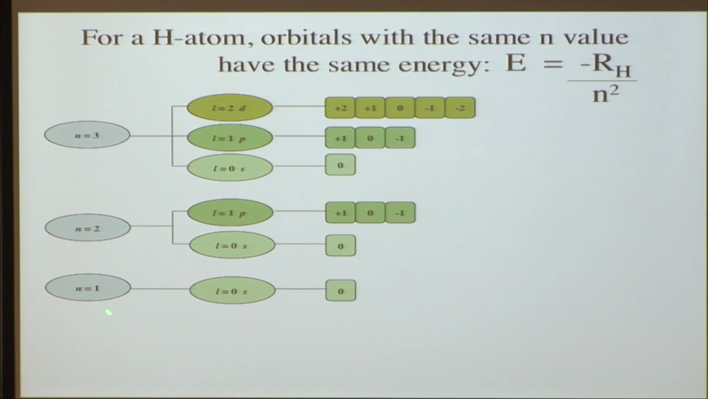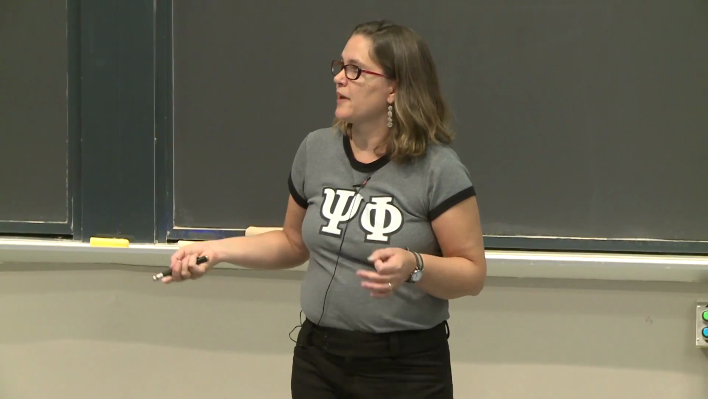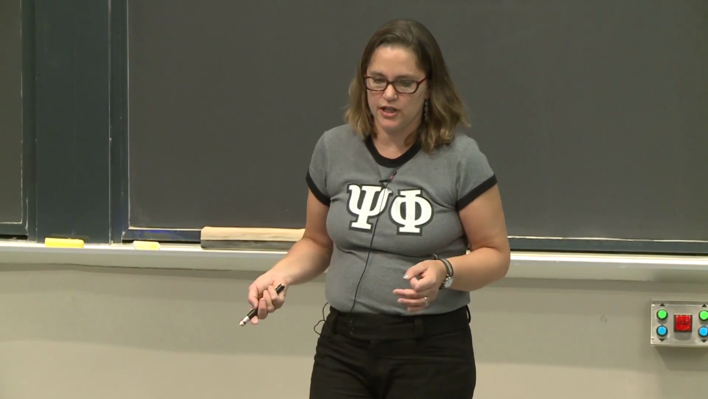So here we have n equals 1, L equals 0. This is our 1s. We have n equals 2, our 2s and our 2p orbitals. n equals 3, we have our 3s, 3p, and 3d. And in this case, all these orbitals are what's known as degenerate with respect to each other. They have the same energy.